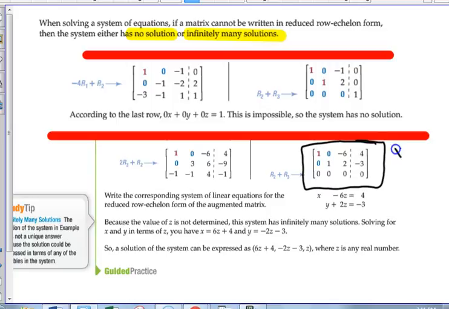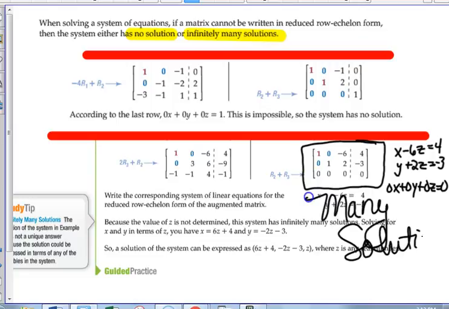Right now, this says x minus 6z equals 4. Is everybody looking up here? y plus 2z equals negative 3. But what does this mean? 0x plus 0y plus 0z equals 0. Yes, this is going to mean many solutions.